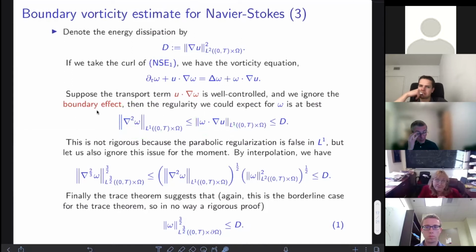And you can say, let's do a bit of interpolation. Trust me, because I know that it's L2 that I want at the end. So here two derivatives, omega is one derivative, I do some interpolation, I get this with respect to D, and then I do the trace, because I have 2/3 of a derivative, and exactly what I get is my estimate: the vorticity on the boundary in L3/2, to the power 3/2, bounded by the dissipation.